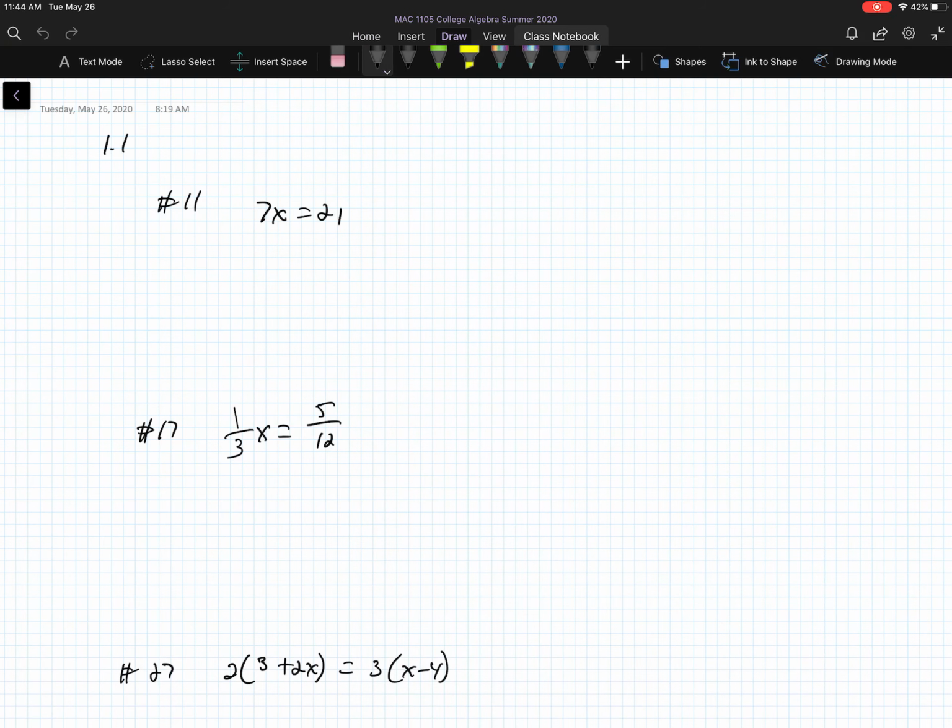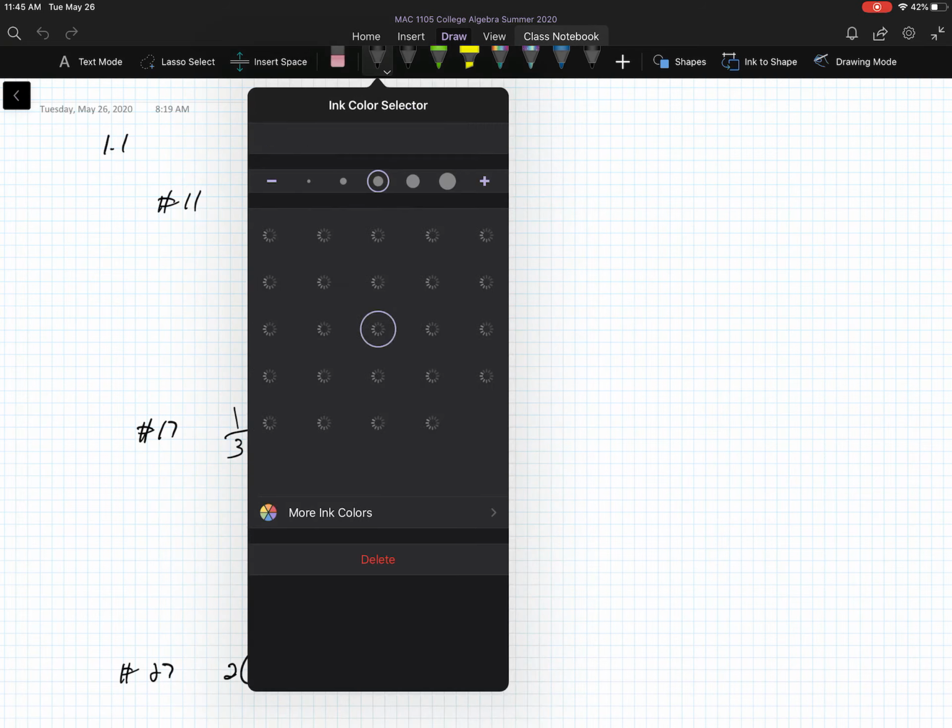All right. So this is for MAC 1105, College Algebra, Summer 2020. And I'm going to do sections 1-1, 1-2, and also 1-3. And so I'm just going to go ahead and work through these problems. These are similar to the ones that you're going to see on the homework assignments, the quizzes, and so on.